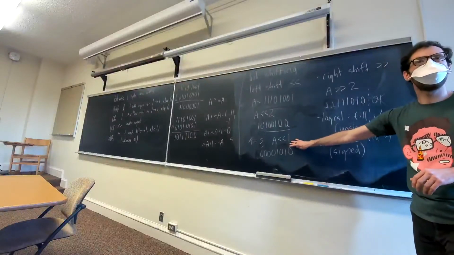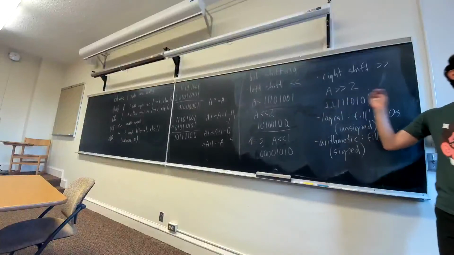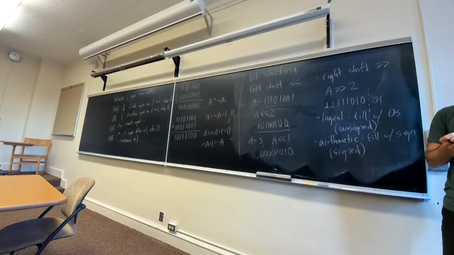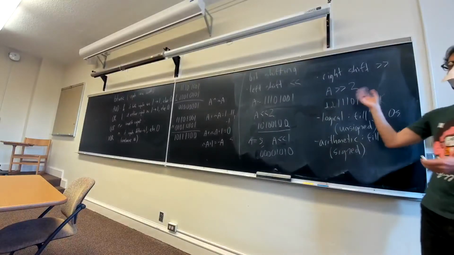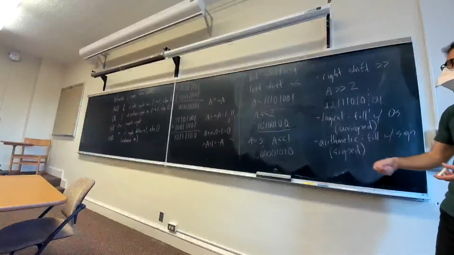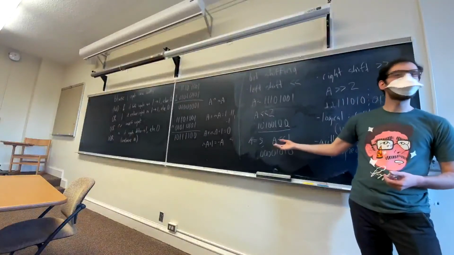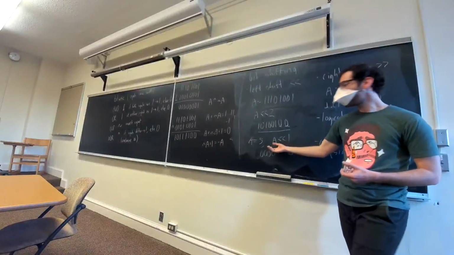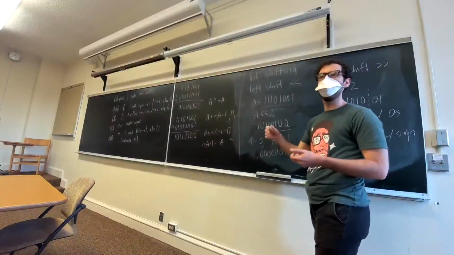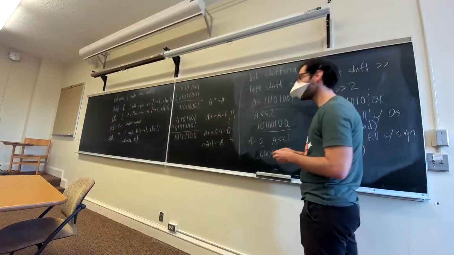If left shift multiplies by 2, what would right shift do? Yeah. Divide. Exactly. So right shift is going to divide by 2. Of course, we're dealing with integers in this example, so divide by 2 rounded down.